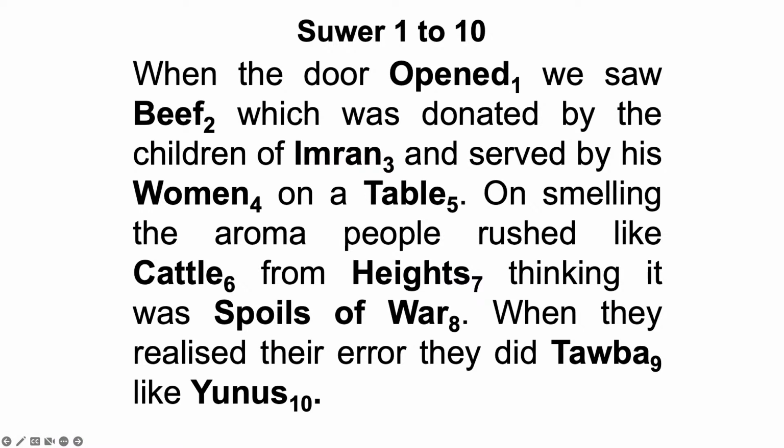You remember 7 was up. They came from upstairs. And they thought, yo, free. Free food for everyone. But when they realized their error, it was only for the senior citizens, they did tawbah like Yunus.